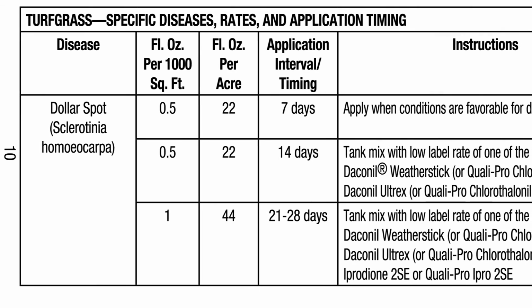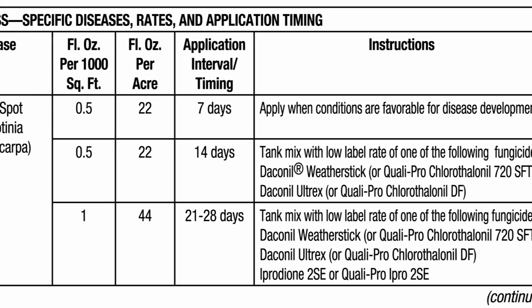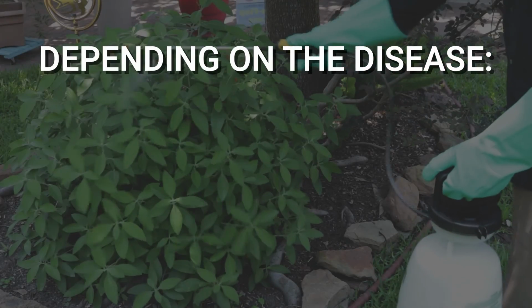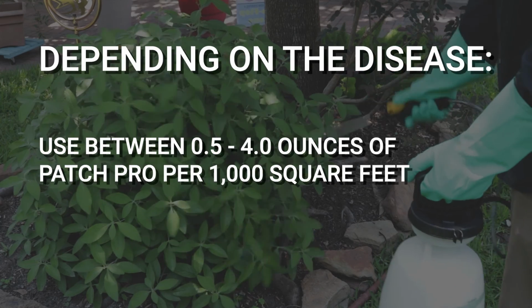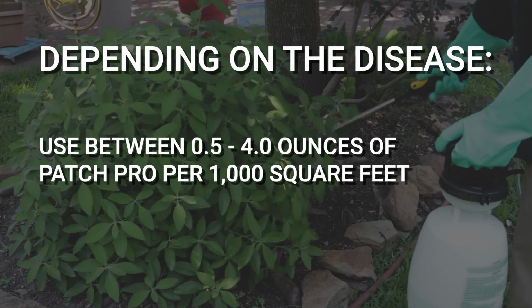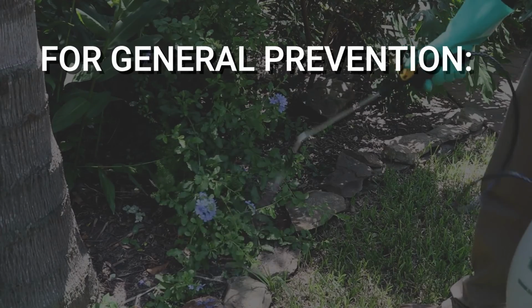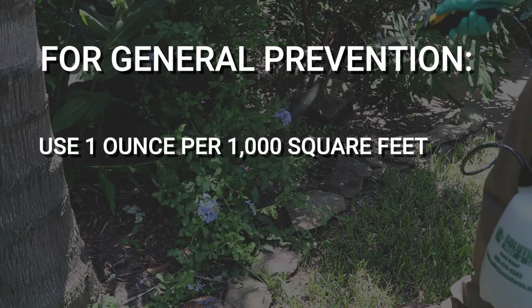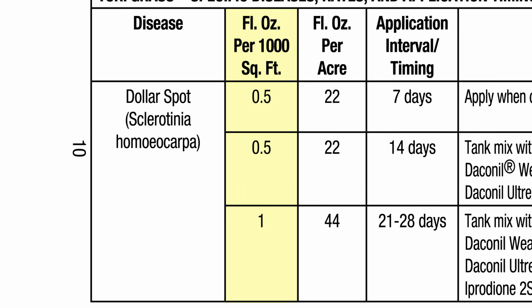Make sure you're applying the correct labeled rate for your treatment to achieve desired results. Depending on the disease you're treating for, you'll use between 0.5 to 4 ounces of Patch Pro per 1,000 square feet. For most general treatments, we recommend using 1 ounce of Patch Pro per 1,000 square feet. Be sure to read the label to get the exact amount you need.